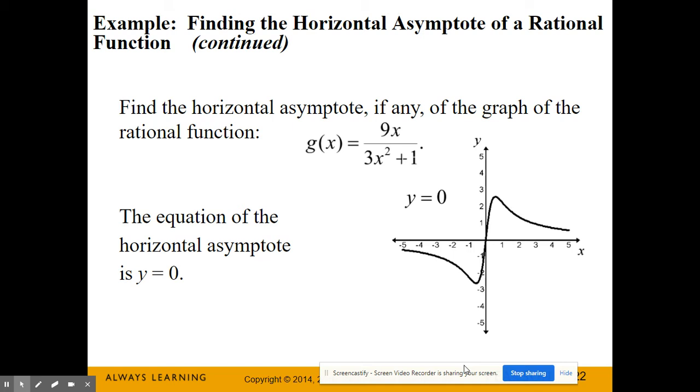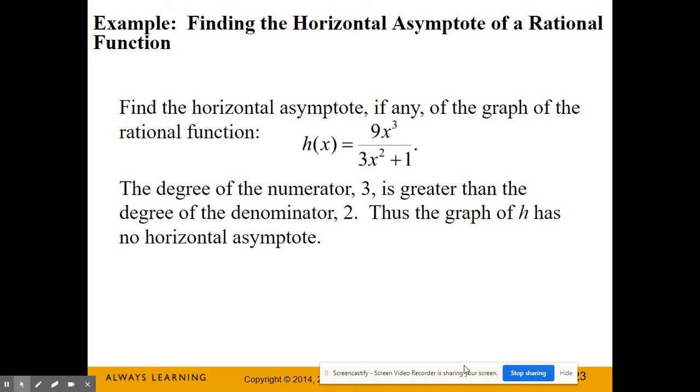So it does cross through, but as it extends out to positive infinity and as it extends out to negative infinity, it will never cross again. So like this part will never cross below, this part will never cross above the x-axis. And there's the y equals 0 as your asymptote.